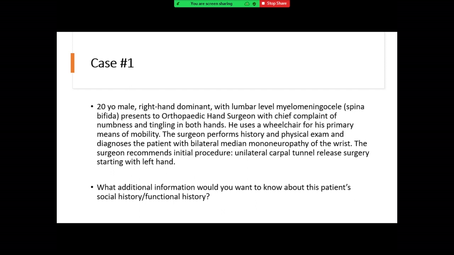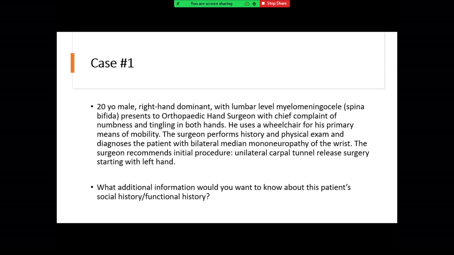So case 1, you're seeing a 20-year-old male, right hand dominant, in clinic. They also have a history of lumbar level myelomeningocele or spina bifida, and they present to the orthopedic hand surgeon's clinic with a chief complaint of numbness and tingling in both hands. The patient uses a wheelchair for his primary means of mobility.